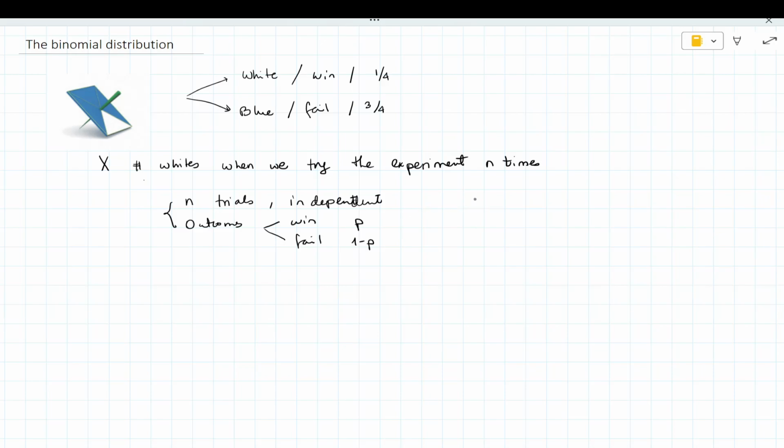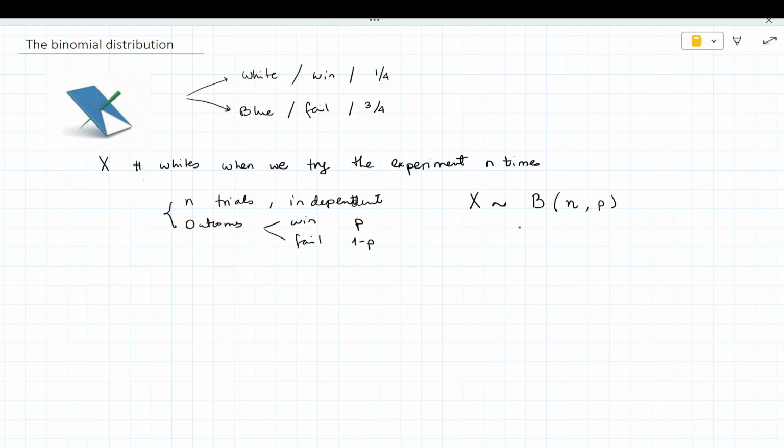If we are in such a situation, we say that our probability distribution x is distributed binomially. This is the name, and we write it with a b, and we use this tilde to say x is distributed like a binomial probability. And we need to say how many trials we are considering, n, and we have to say what is the probability of winning in each of these trials, p, which in our case was 1/4.